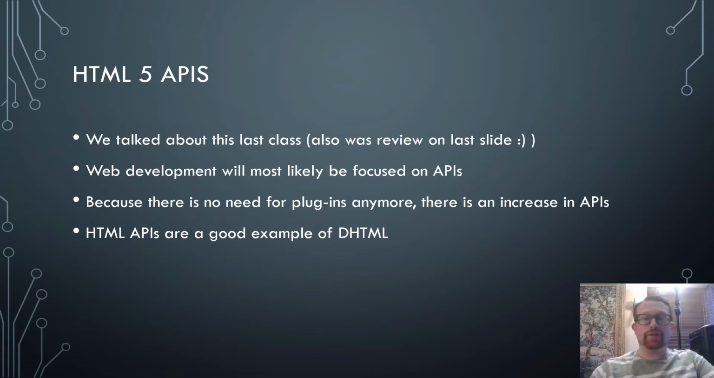So first we're going to talk about the APIs. We talked about it last class, and it was just on the last slide. The future of web development is going to be focused on APIs because they can create dynamic web pages without the use of plugins. They are becoming more and more popular because they're easy to code and easy to manipulate, and they're also a very good example of DHTML.